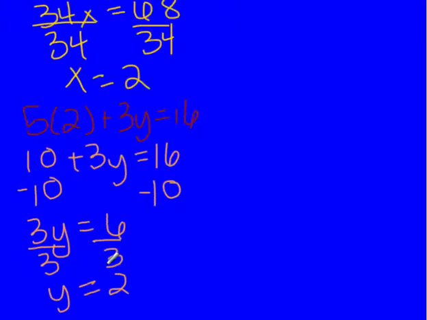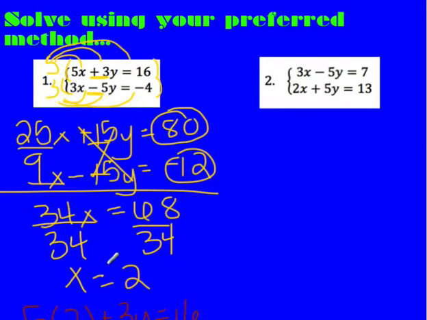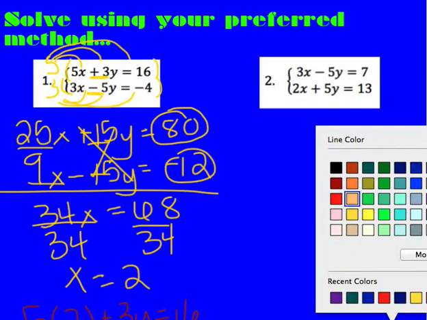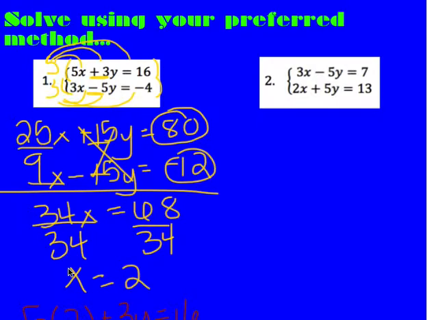Next, let's take a look at number 2. What I noticed about number 2, first of all, is that it's in standard form, and standard form usually means it's easier to use elimination. I also noticed that my y's have the same coefficients and opposite signs. So that means I can just add down the columns. Well, 2x plus 3x is going to give me 5x.